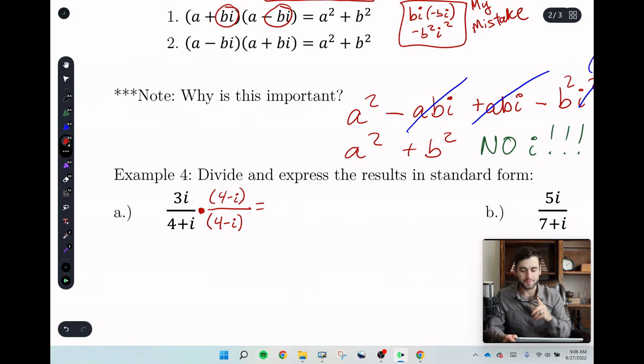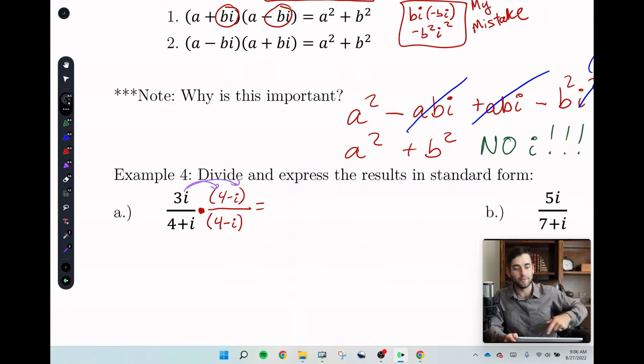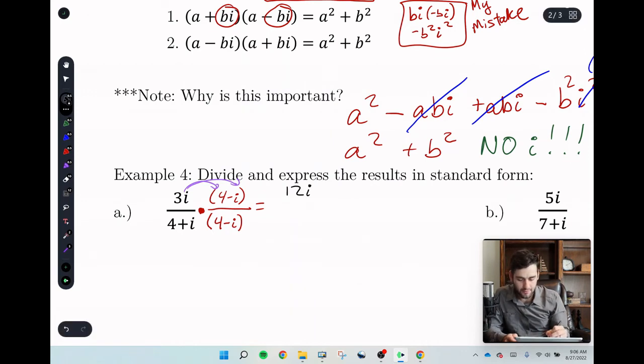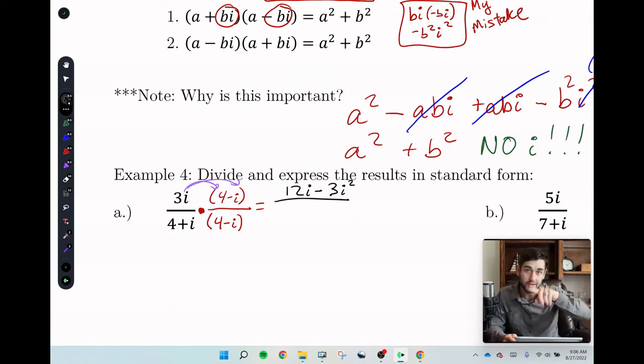So here we go. The top, we're going to do our classic distribution. I'm telling you, it always happens. Always, always, always distribute. If you can't distribute, come to office hours. I'll print out a billion distribution problems and we'll just work them. So we've got 12i minus 3i squared. Oop, I see an i squared. I'm going to replace it, just not quite yet. And then on the bottom, we could do that whole identity thing. We could work it out. We could distribute or FOIL.